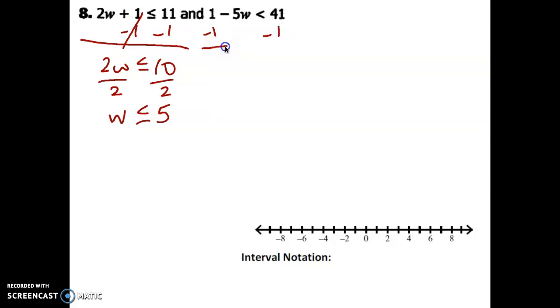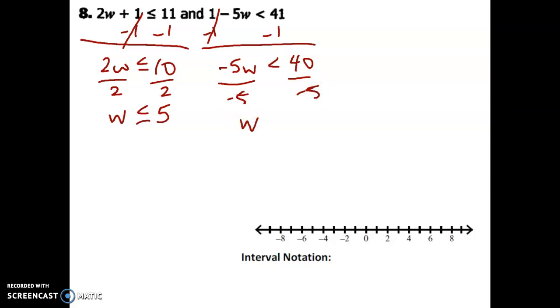Subtracting 1 from both sides. Now notice here I'm going to have -5w. Don't forget to bring down that negative. And 41 minus 1 is 40. All right, now I'll divide both sides by -5 to get w by itself.